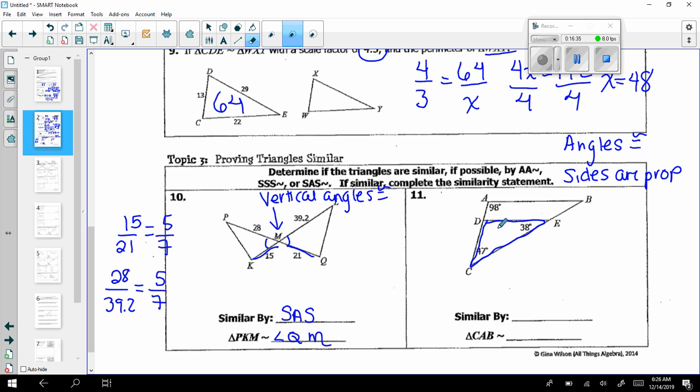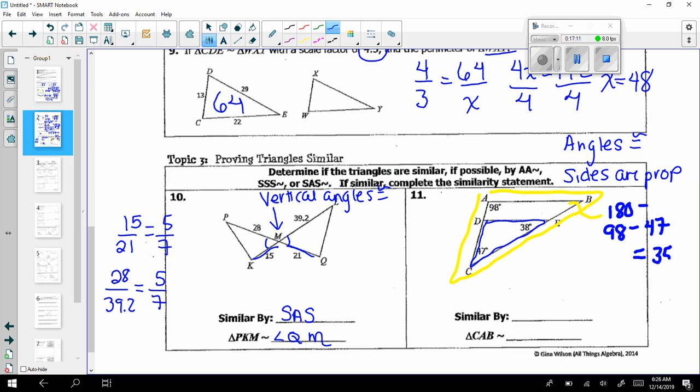They both share one angle, right? This 47-degree angle. So this is 98. So to get this angle right here, I'm going to do 180 minus 98 minus 47, and that's going to give me 35. So this angle should be 35 degrees.